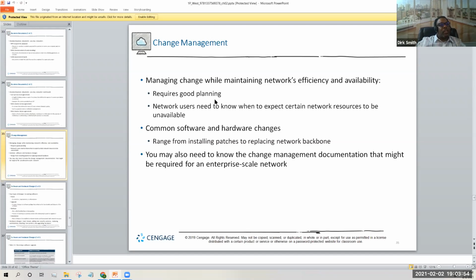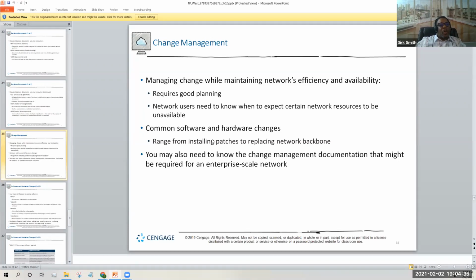It requires good planning. Network users need to know when to expect certain resources to be unavailable. So you've got to let the users know when you're going to do it. Thursday night after 7:30, we're going to take down all of the Fairfield data center, where we're going to repair some much needed servers and do some patching, or a software upgrade. Everything will be back online in 4 hours. Let everybody know, so if anybody wants to work late that night, they know not to.